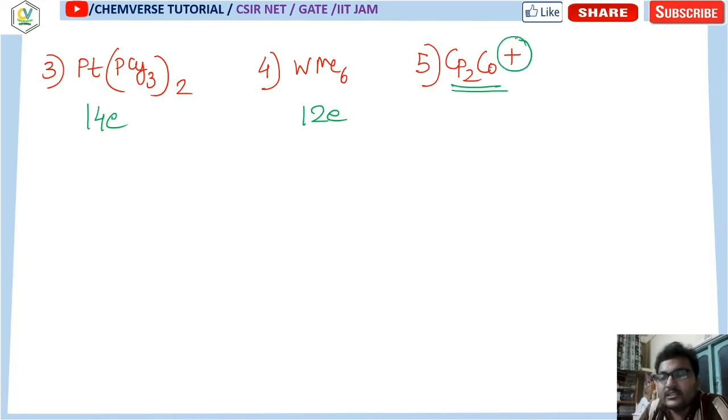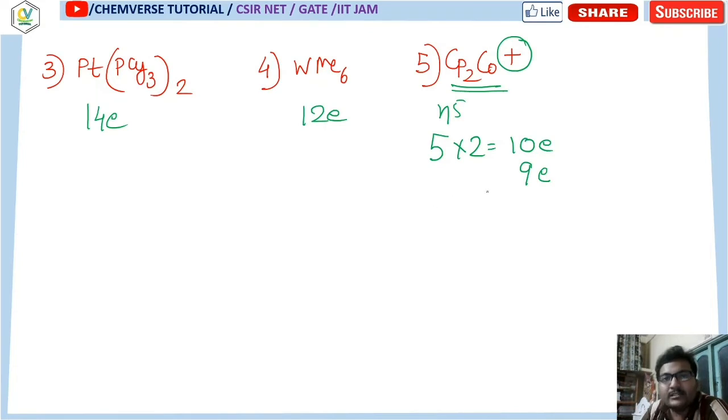Look at this, one positive charge is there. That is very important. In the first case, forget about the charge. So it is Cp. Cp means you should think that it is hapto-5, so it is a 5 electron donor. There are 2 Cp, so 10 electrons from 2 Cp ligands. And cobalt is a 9 electron donor.